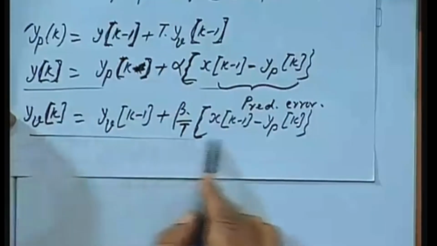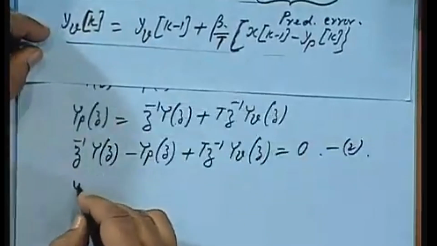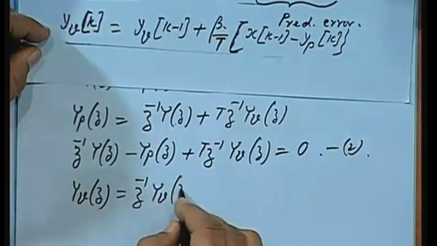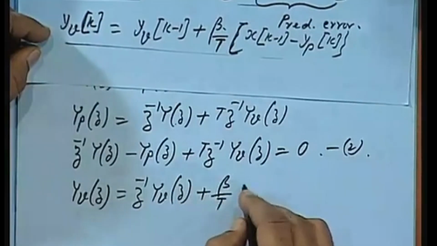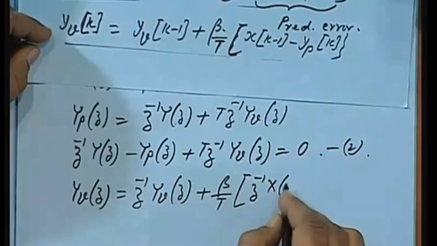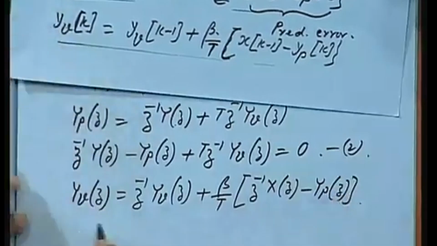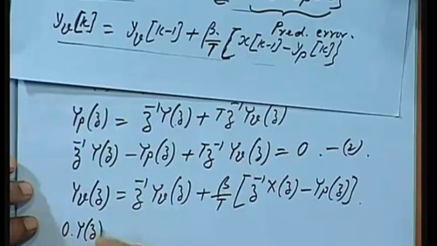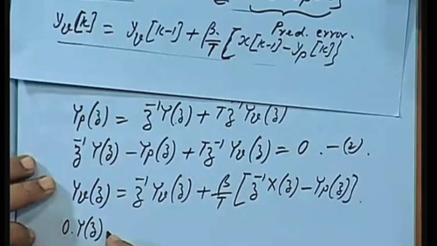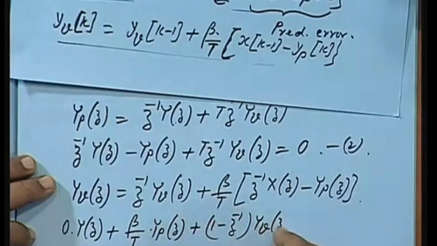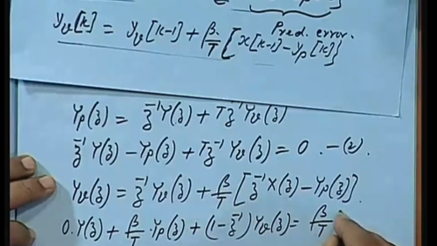And the third equation, this one gives me Yvz equal to Z inverse Yvz plus beta by T Z inverse xz minus Ypz, or in other words, I can write 0 into Yz, there is no Yz term here, plus beta by T Ypz plus 1 minus Z inverse into Yvz is equal to beta by T Z inverse xz.